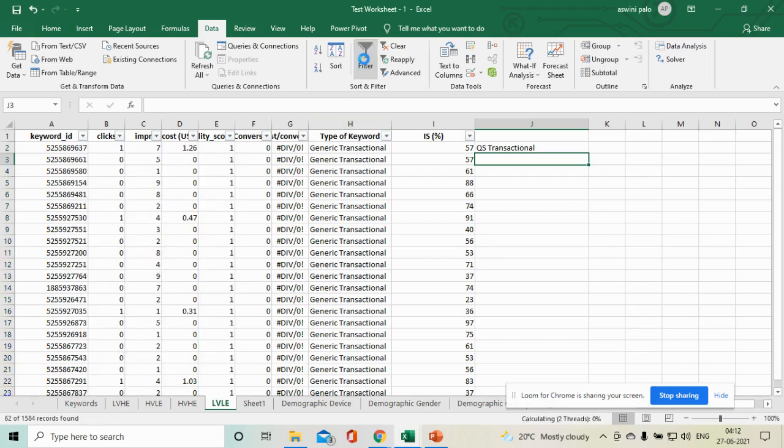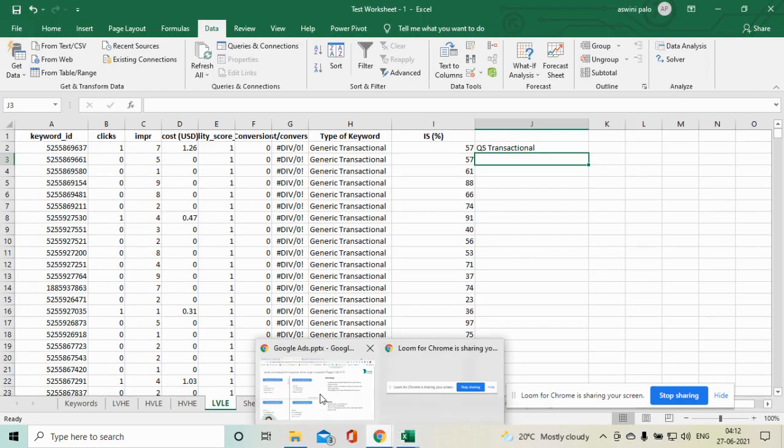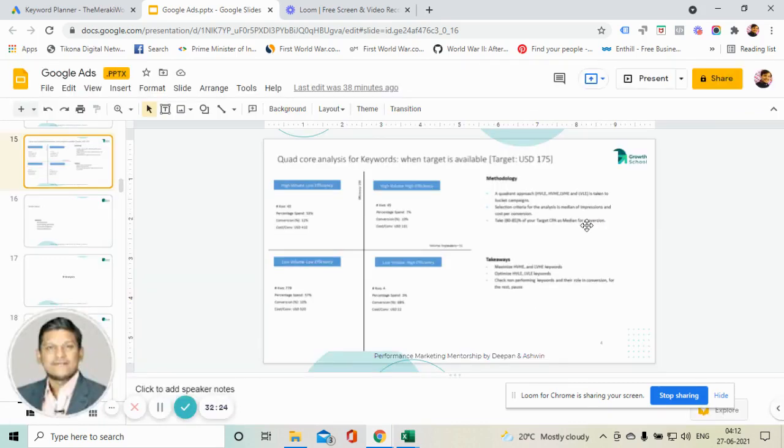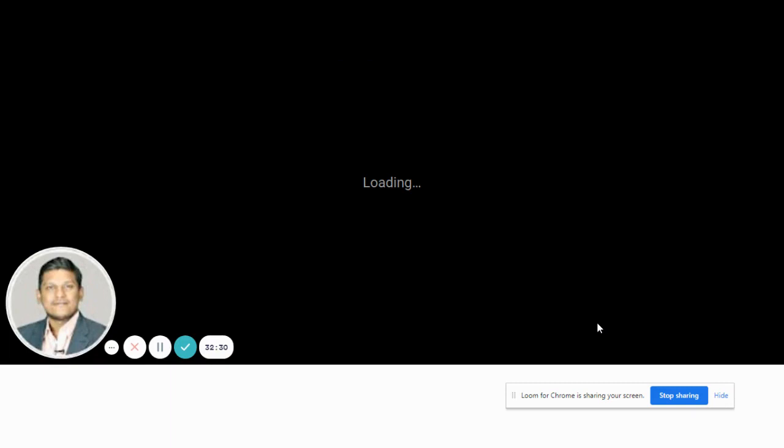Now, I will try to summarize this. Let's go to our action item. Okay, so the action item is this. Let's move to the next slide. Let me present this to you. Okay, let's wait for some time till it gets loaded.